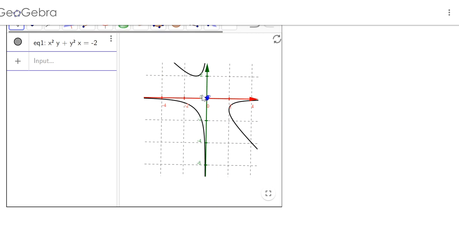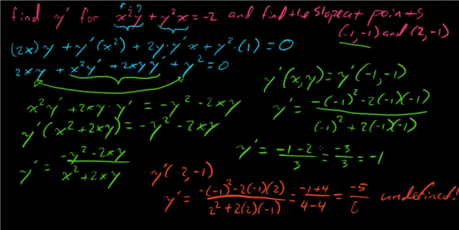What point is that? Let's see. X is negative 1, y is 2. If we just go back to our original and switch the order of some of these, if x is negative 1, y is 2, we'll end up with 4 minus 4 upstairs instead of in the denominator. This becomes 0 over negative 5, and then we'll see that our slope should be 0 at that point.